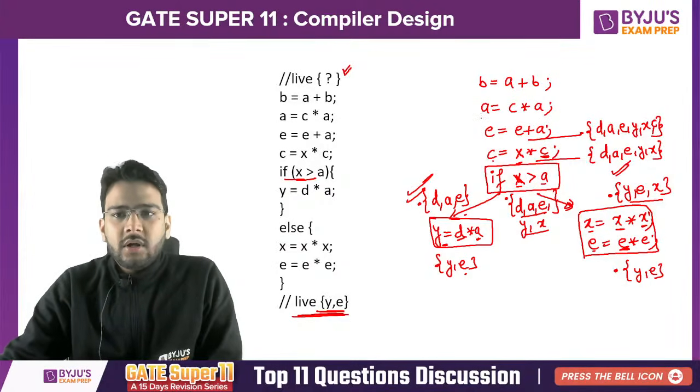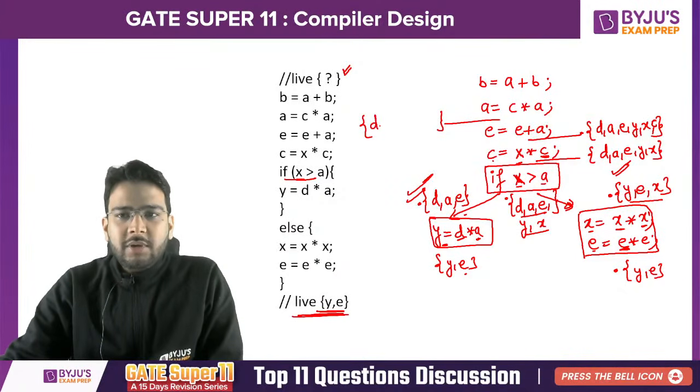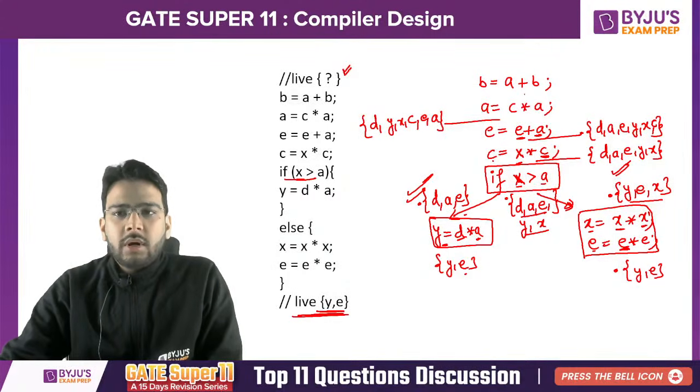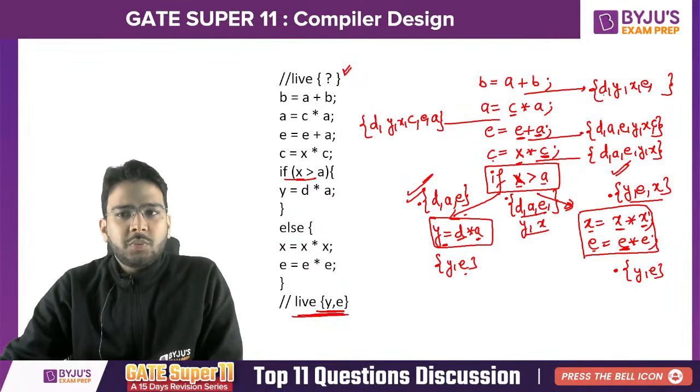So C will also be there. Clear so far? Now, what about here? How many live variables? So here also D will be there, right? And Y will be there, X will be there, C will be there. What about E? Yes, E will be there because first we are reading, then we are writing. What about A? First we are reading, so yes, A will be there. What about this one? Here the live variables: D will be there, Y will be there, right? X will be there, and E will be there. What about C? Yes, we are reading first, so C will be there. What about A? A also we are reading first, so A will also be there.